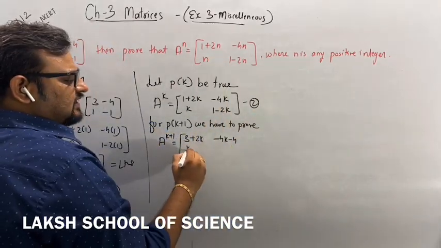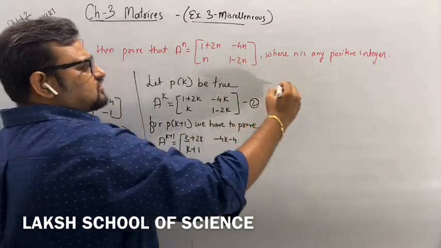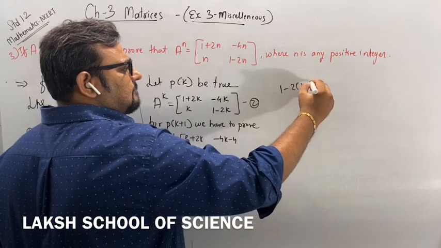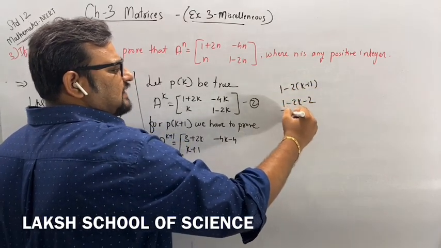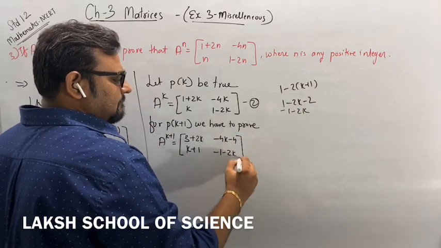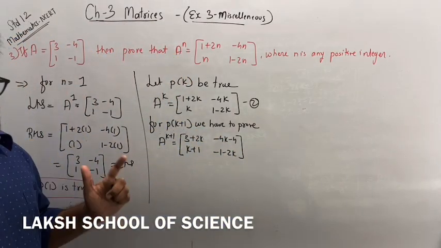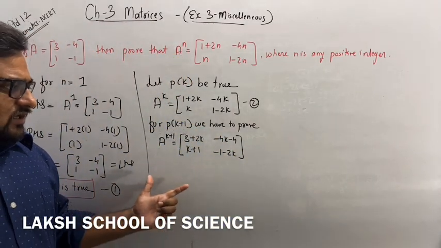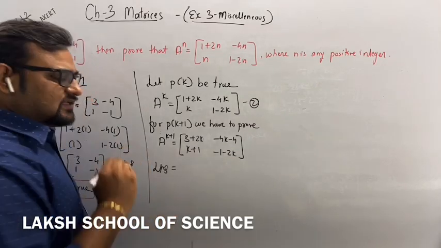And instead of that, k plus 1. 1 minus 2n means 1 minus 2k minus 2. So minus 1 minus 2k. Clear? We need to prove this. Clear? So let's take LHS.